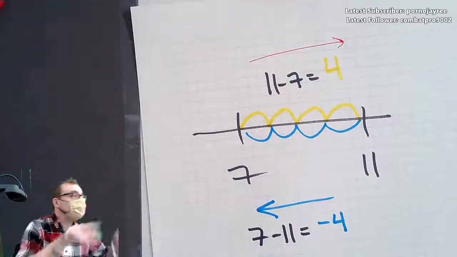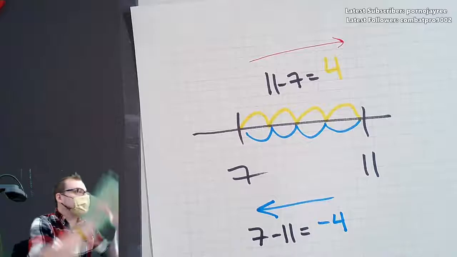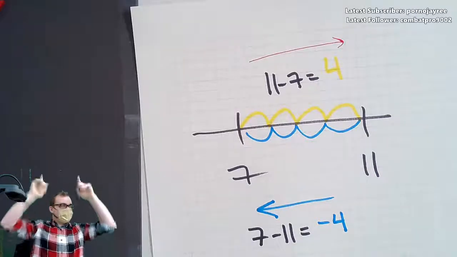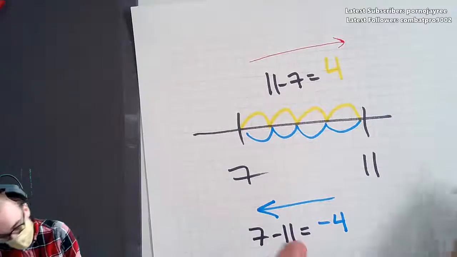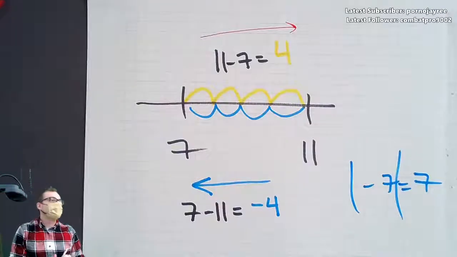So normally when we talk about distance, we don't worry about the negative. We just assume all distance is positive. We do absolute value. You guys remember that? From algebra, the two little lines, right? The absolute value of -7 is 7.